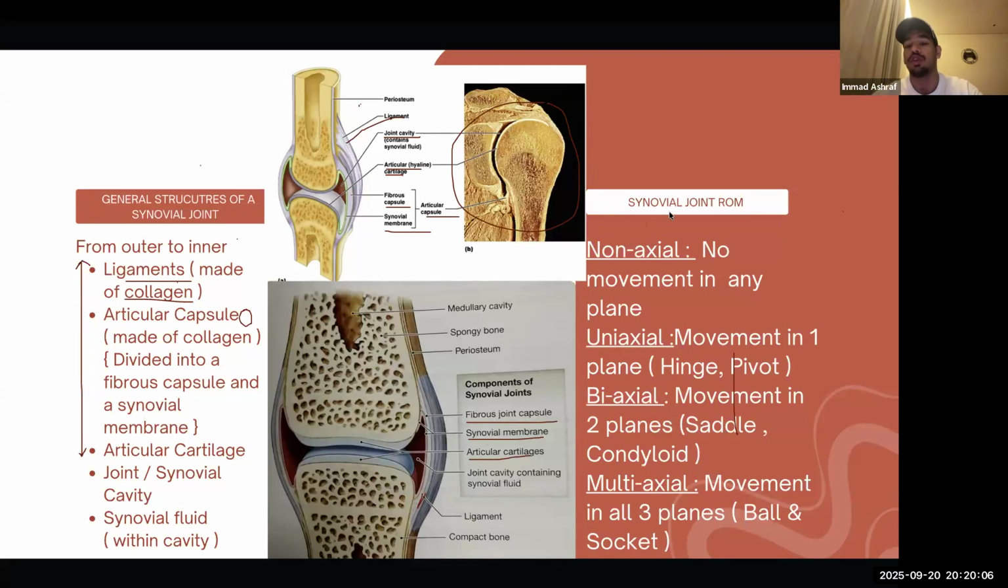And then we have the synovial joints range of motion. So there's many different types of synovial joints. There's 6 types. And some of them are non-axial, so they don't have any movement. Some of them are uniaxial, so they have movement in one plane, right? There's 3 planes, the X, the Y, and then the Z. So uniaxial means movement in one plane, biaxial means movement in 2 planes, and then multi-axial means movement in 3 planes. And there's different types of joints, and we'll go over them now. Non-axial means it can barely move. There's no movement in any plane.